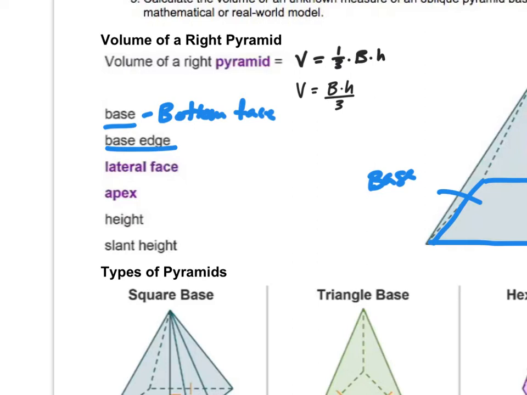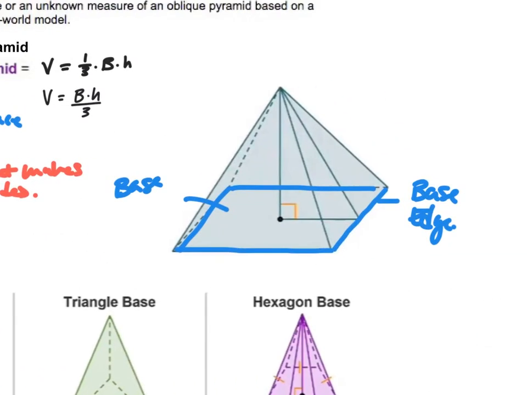A lateral face is the triangle that makes up the side. So the triangles that make up the sides are made up over here, with these surfaces, those sides of the triangle.